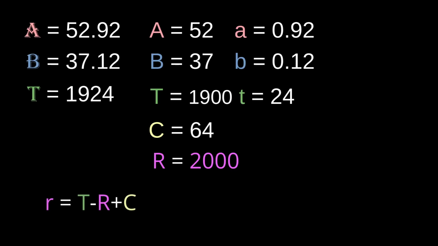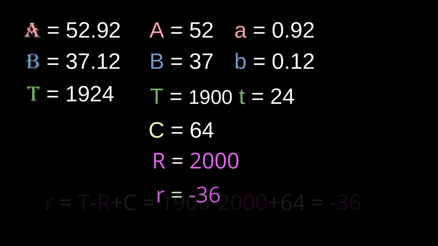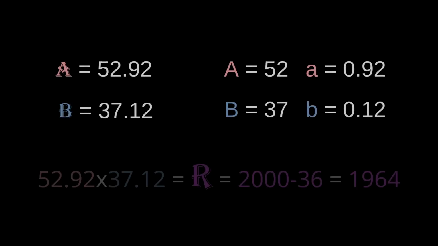So we end up with lowercase r equals capital T minus capital R plus C, which will give us 1900 minus 2000 plus 64. And if we work all that arithmetic out, we end up with negative 36. And we have our final answer. The final answer is 1964.